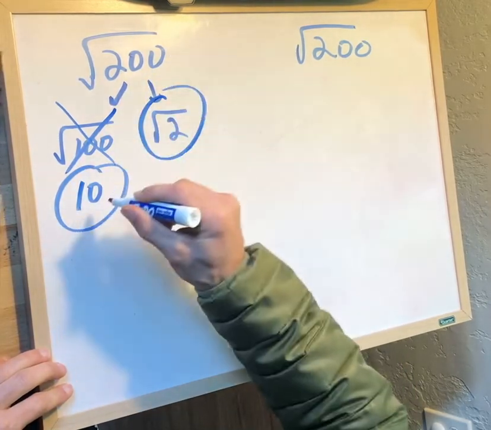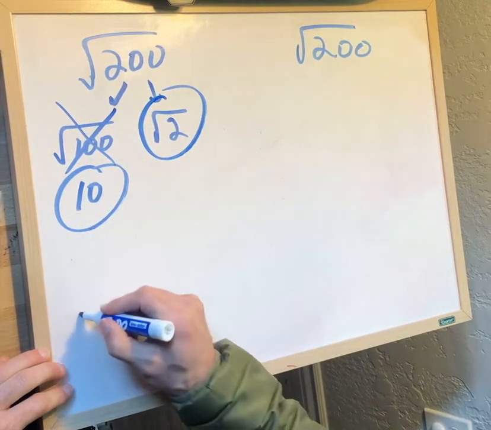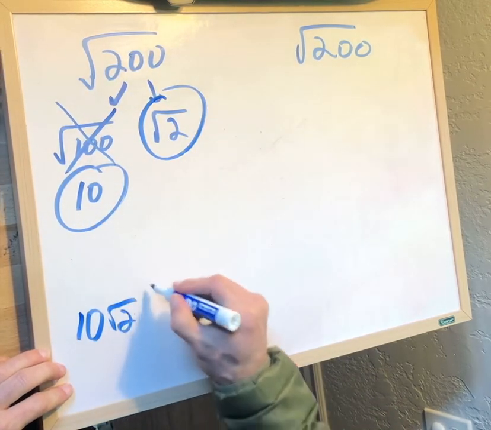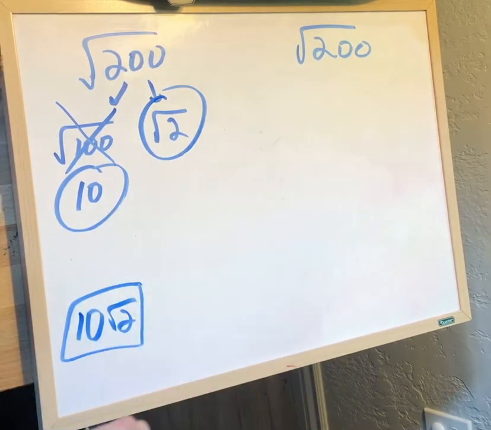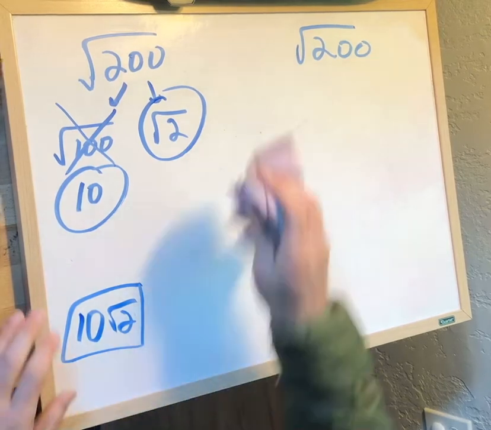So square root of 200 on your calculator is the same thing as saying 10 times the square root of 2. If you don't believe me, go ahead and do that on your calculator. This is the same answer as this.